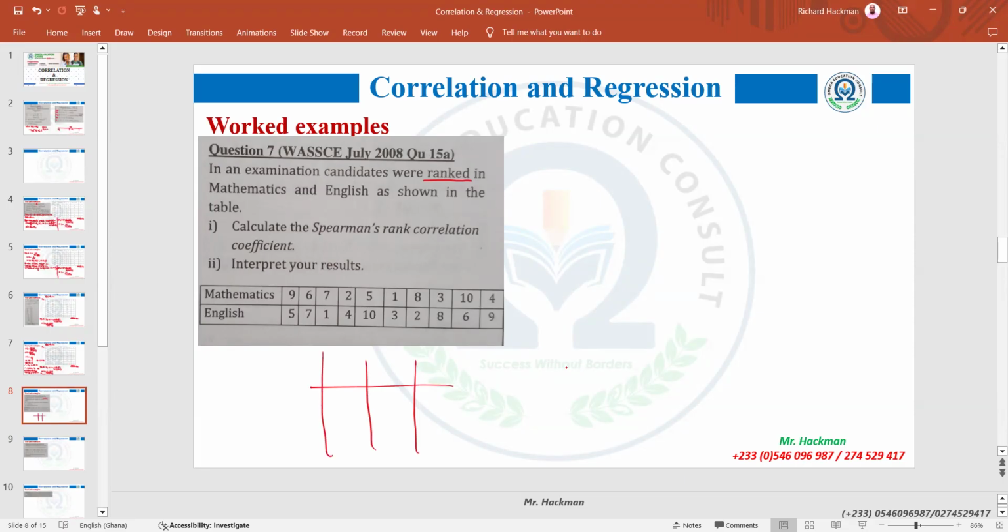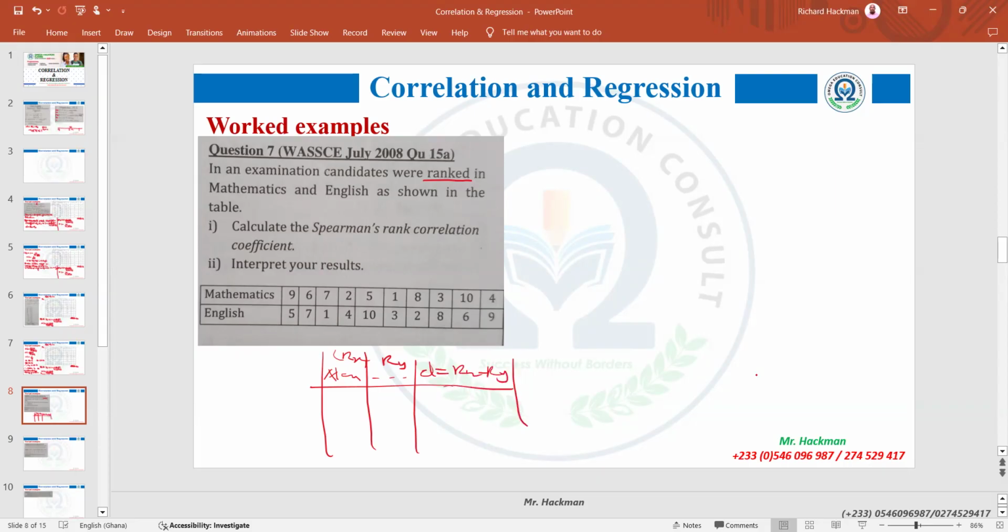Your first 2 columns, what you have here, the mathematics that you write there, is rather the rank of X. You get it? Yes, please. And your English will take the rank of Y. So English in brackets, rank of Y on top, because you are going to subtract. So let us know which one is rank of X, rank of Y. So your D will now be your rank of X minus rank of Y.